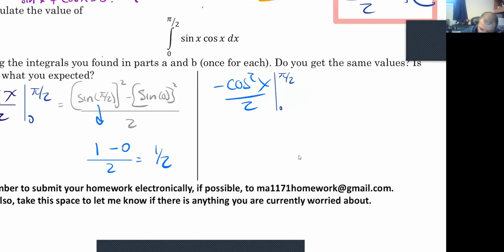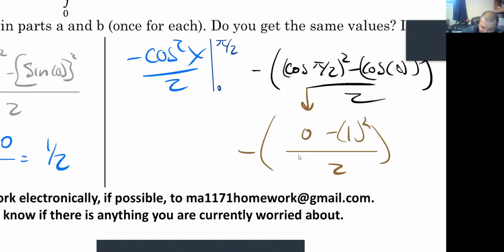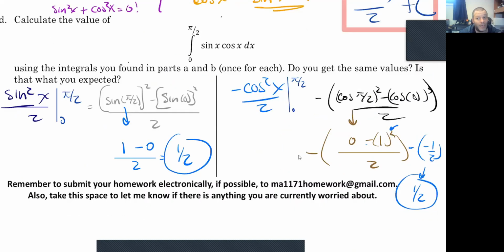If we were to throw it in here, I'm going to pull the negative out. So we're going to get cosine of pi over 2 whole thing squared minus cosine of 0 whole thing squared, over 2. Cosine of pi over 2, that's 0, minus 1 squared, over 2. Be careful with signs. We're going to get negative 1/2 in here. We square the 1 first and then negative times that negative, so positive 1/2.